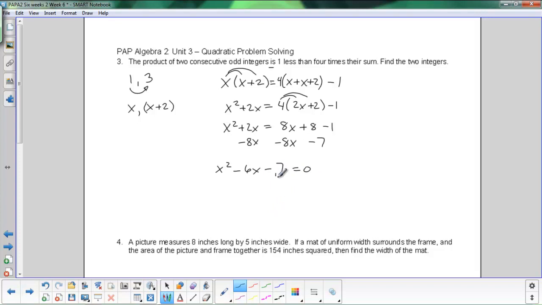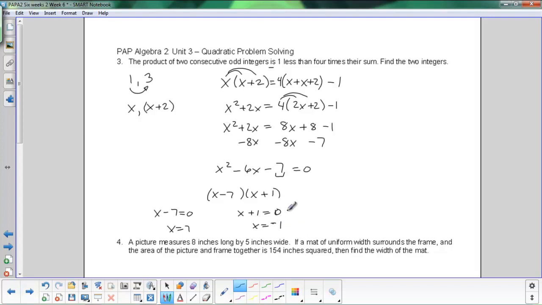I'll be using mental factoring: what two numbers multiply together to make 7, and how do those two numbers add up to 6? Well, that's got to be x minus 7 and x plus 1. I'll be setting both of these equal to 0 to determine what my answer could be. X equals 7 and x equals negative 1.